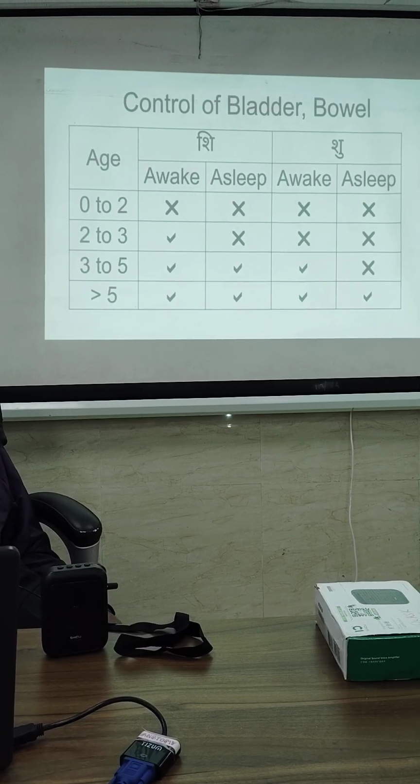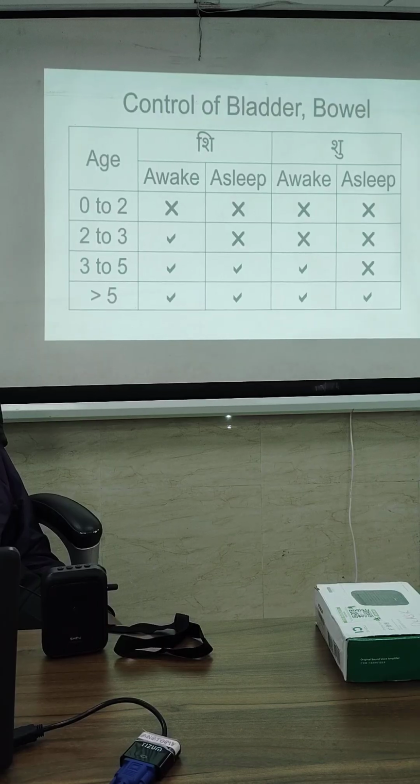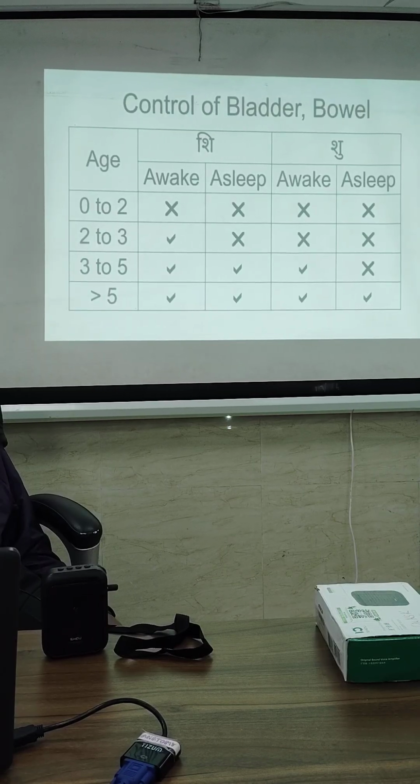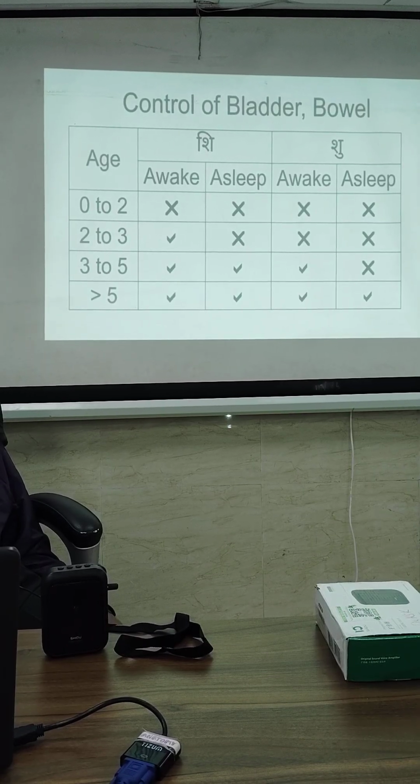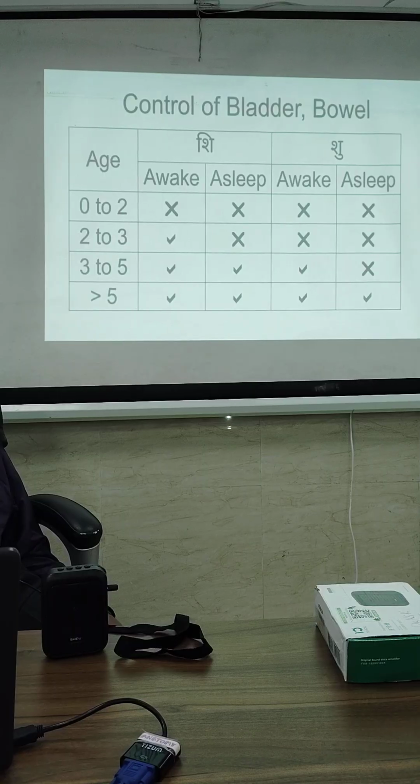Control of bladder and bowel. Here, she and shoe. That's why a person who has no control over his she and shoe is called a shishu. From 0 to 2 years, there is no control of she or shoe, whether he is awake or asleep. 2 to 3 years, he has gained control over the she when he is awake. He tells, I want to go she. But no control over shoe still.